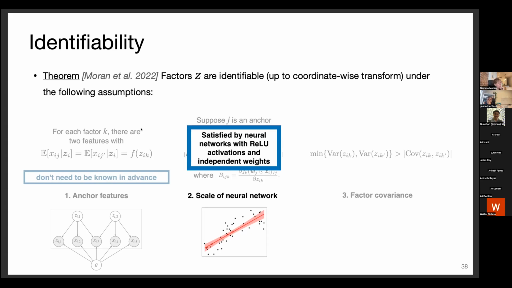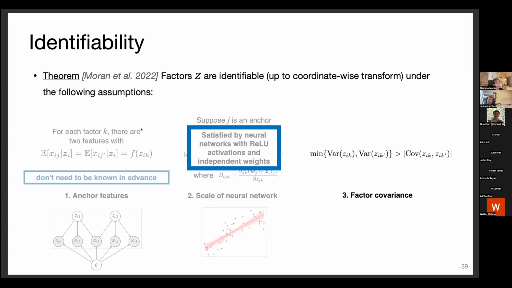It's a bit technical, but we show that it's satisfied by neural networks with ReLU activations and independent weights. Of course, it would be nice if we could extend this to non-independent weights as we might get after training, but it's nice at least that, to start with, the networks that we're using satisfy this assumption.